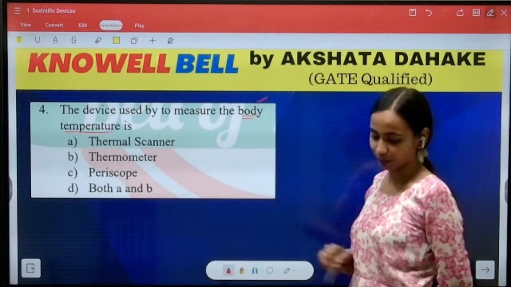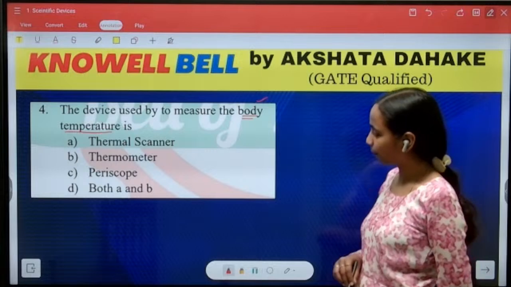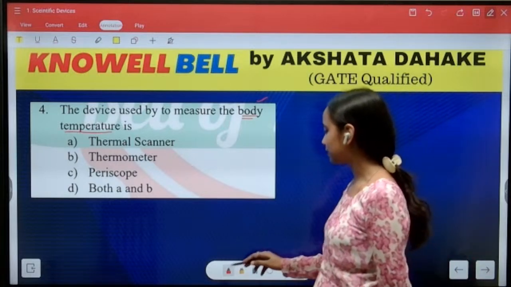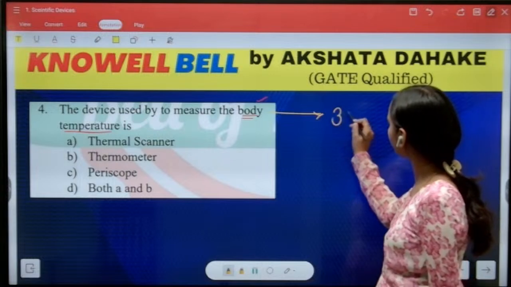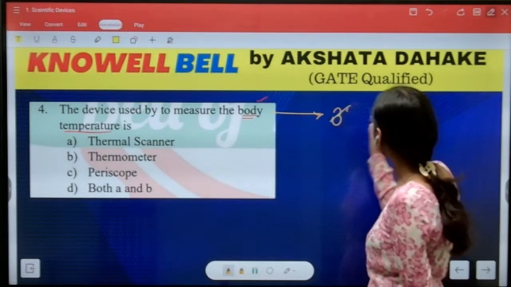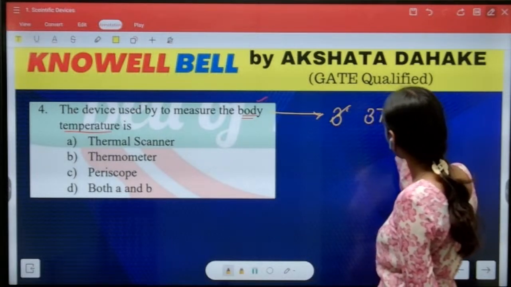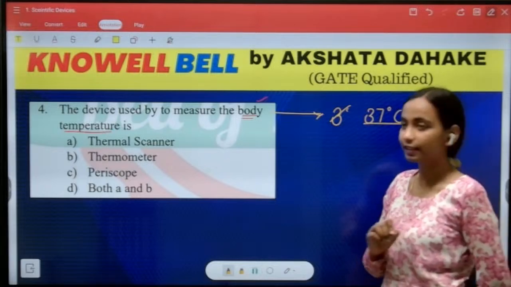Which device are we using to measure the body temperature? Option B. Okay. Now there is a thing. First of all, what is the normal body temperature of human beings? 37 degrees Celsius. The normal body temperature is 37 degrees Celsius.